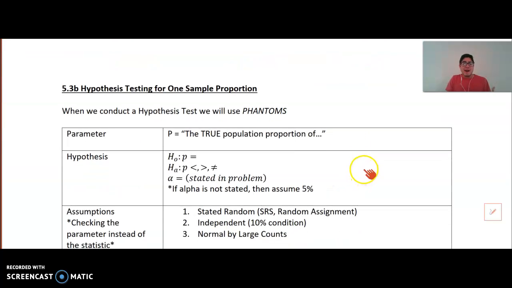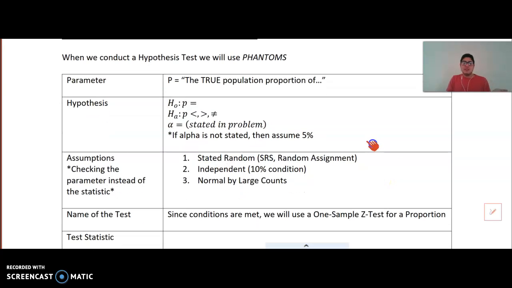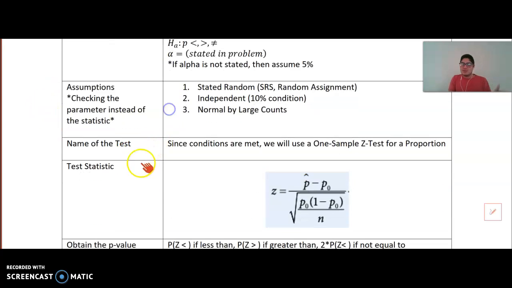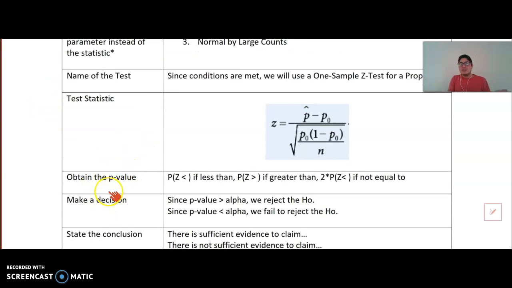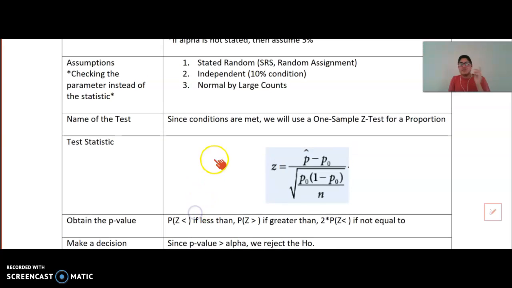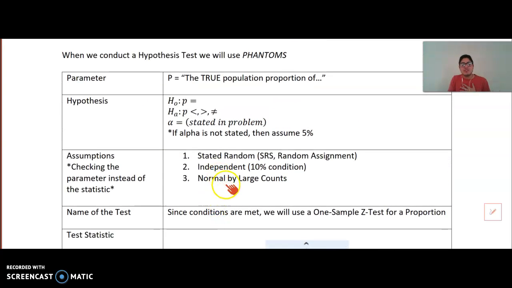When we conduct a hypothesis test, we're going to use PHANTOMS. So for a confidence interval, we PANIC. For a hypothesis test, we use PHANTOMS. Now, again, you could do the state, plan, do, conclude. The first two are the state, next two are the plan, next two are the do, last two are the conclude. So it's just up to however your teacher teaches it, but for my students, we're going to be using the PHANTOMS model. So the P remains the same, the parameter, the true population proportion of.